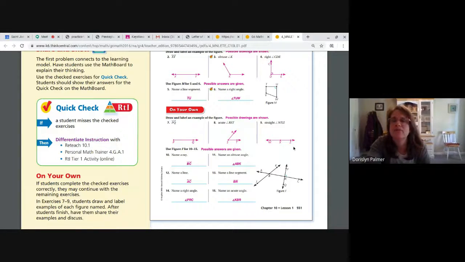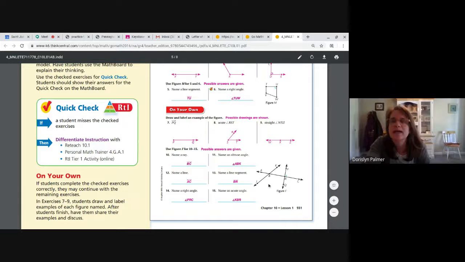Name a ray for this figure. They said ray BC. You could have said something else. Maybe you said ray AC, ray RC. As long as you started at a point and went in one direction with an arrow, you're okay. And you indicate it by drawing that ray up above your 2 letters.